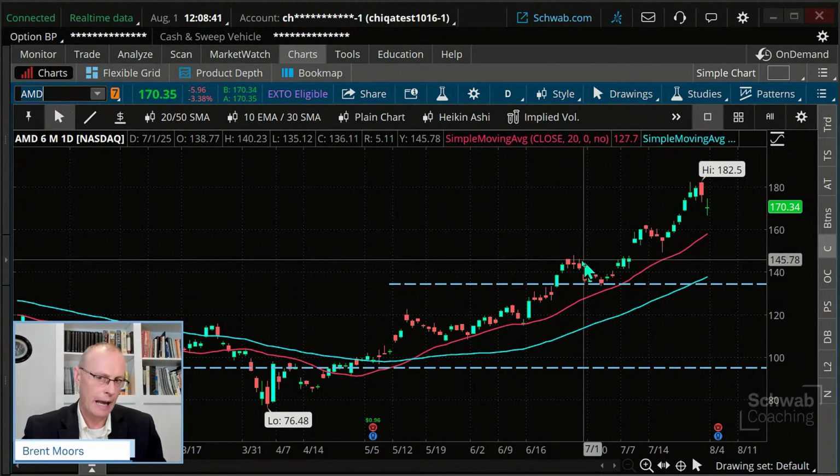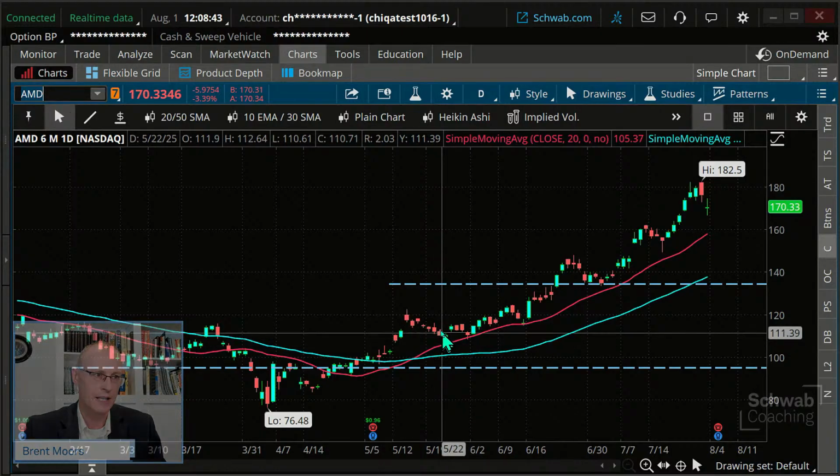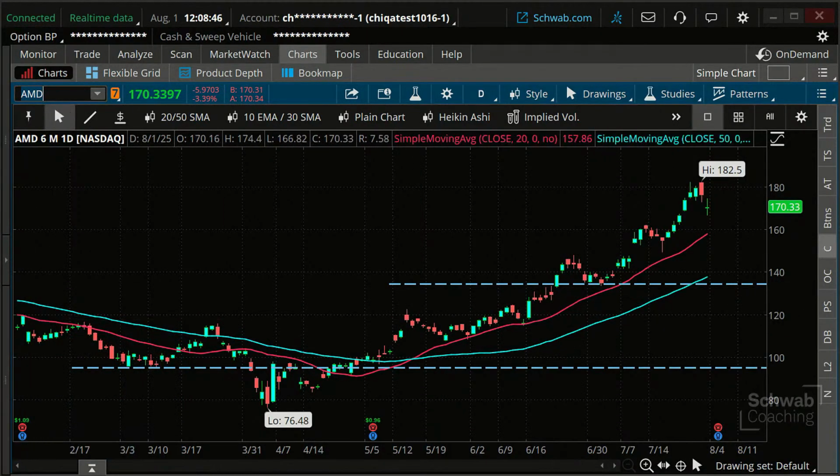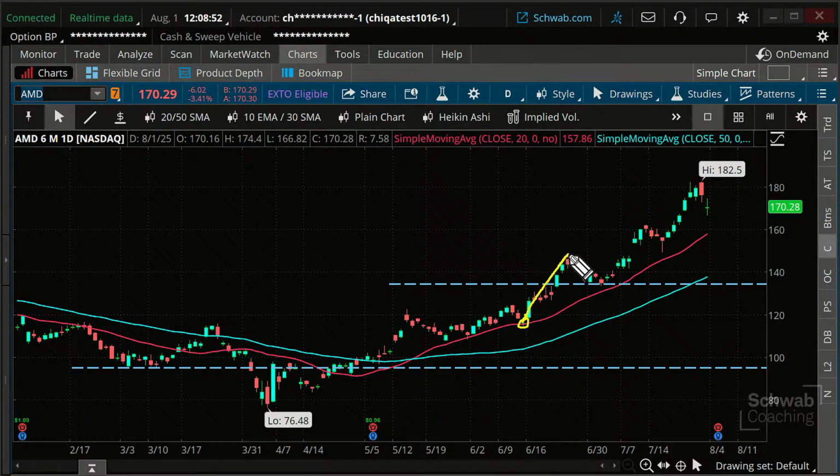Can you guys pick out kind of where you identify a flag? Where was the flag on? Well, you may look down here. There's several. Okay, it went up, kind of went sideways. There was a flag, and then we had the breakout right there. Okay, rinse and repeat, so to speak.